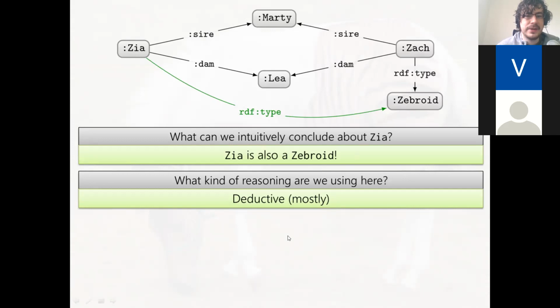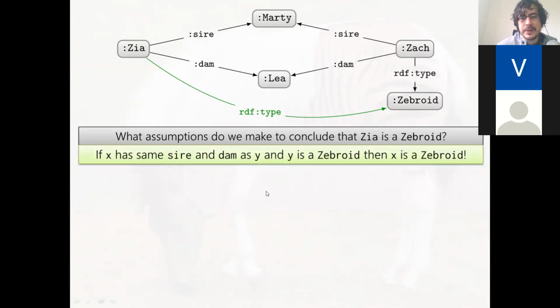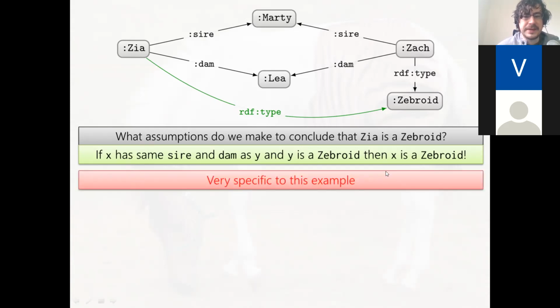So how could we capture such semantics or such inference in the case of the web, for example? What assumptions do we make to conclude that Sia is a zebroid? We could say that if X has the same sire and dam as Y, and Y is a zebroid, then X is a zebroid. We could apply this sort of rule here. But I don't think that intuitively this is what we are actually applying, right? This rule is very specific to this example. It's not like we ever learned this rule here, right?